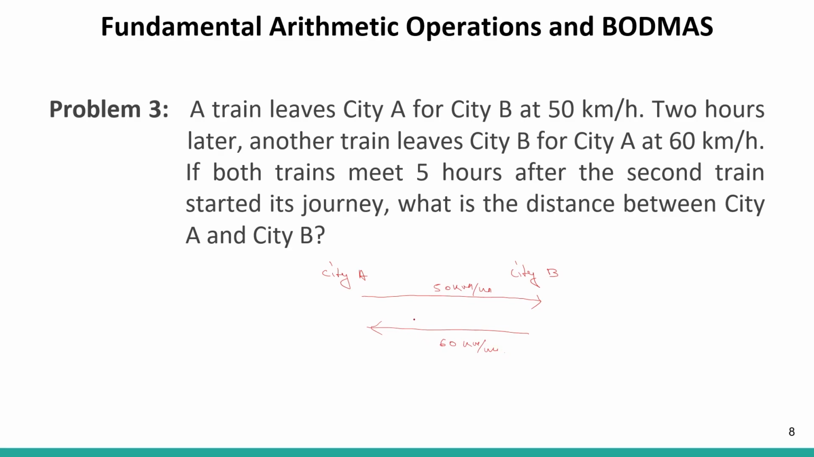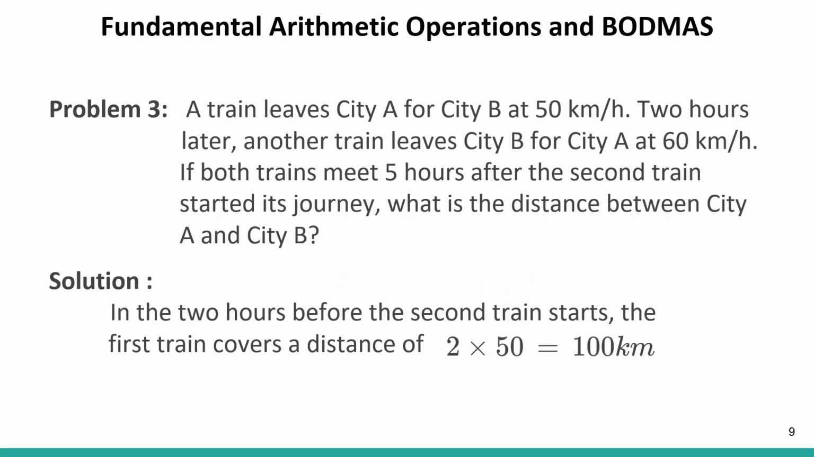If both the trains meet 5 hours after the second train started its journey, what is the distance between city A and city B? Let's see. In the 2 hours before the second train starts, the first train covers a distance of 2 into 50, since the first had a speed of 50 km per hour, so it will have covered 100 km from A. The train will be here.